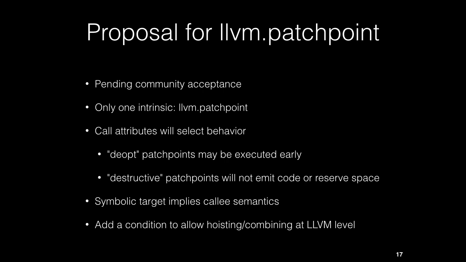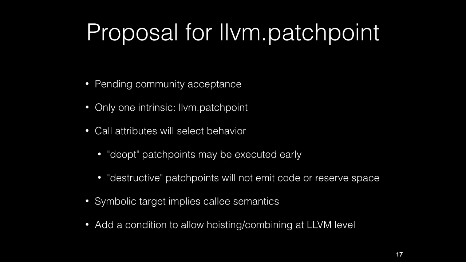So informally, we've been talking about what we can do to improve patch point, and it's been in experimental status for a year. We need to make it a first-class intrinsic so it's stable for people to use. I'll just mention a few of the things we want to do with it. So as I said, we have this stack map intrinsic. That doesn't need to be a separate thing. We can have one intrinsic. We can use call attributes to select behavior. So for example, we can just say this is a destructive patch point.